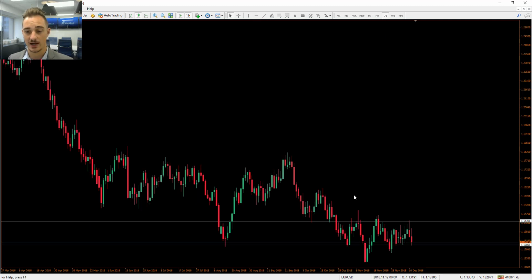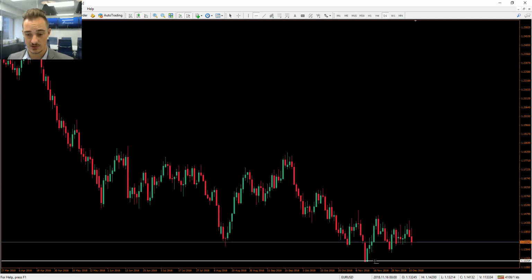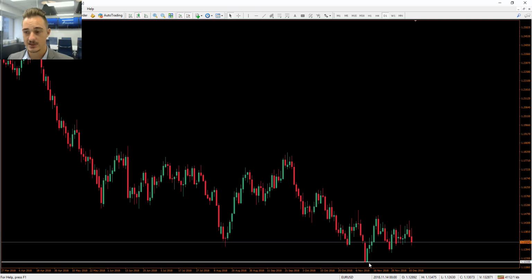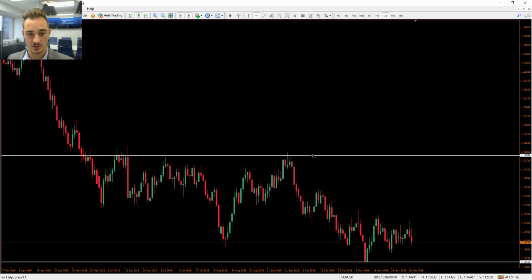Usually you can start from a higher time frame. So at the moment, let me just get rid of this. You can see we've had this low, which was a very good area for movement. And then we've also had this very supportive resistance area.